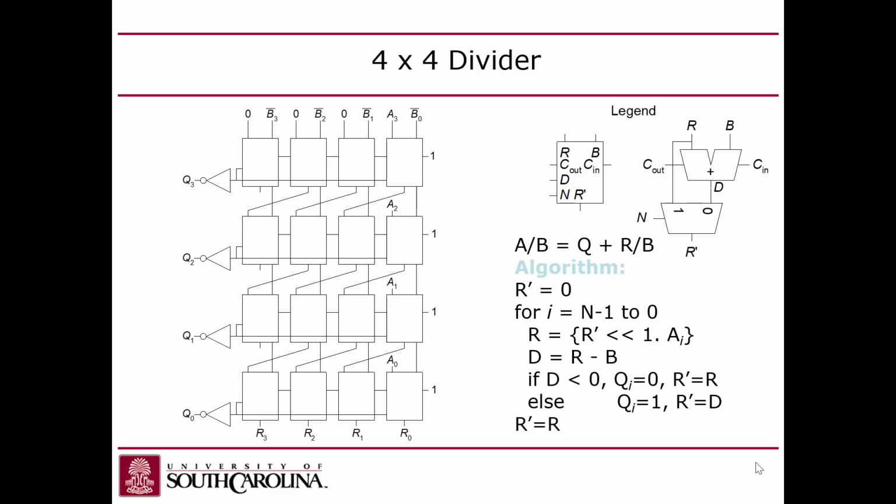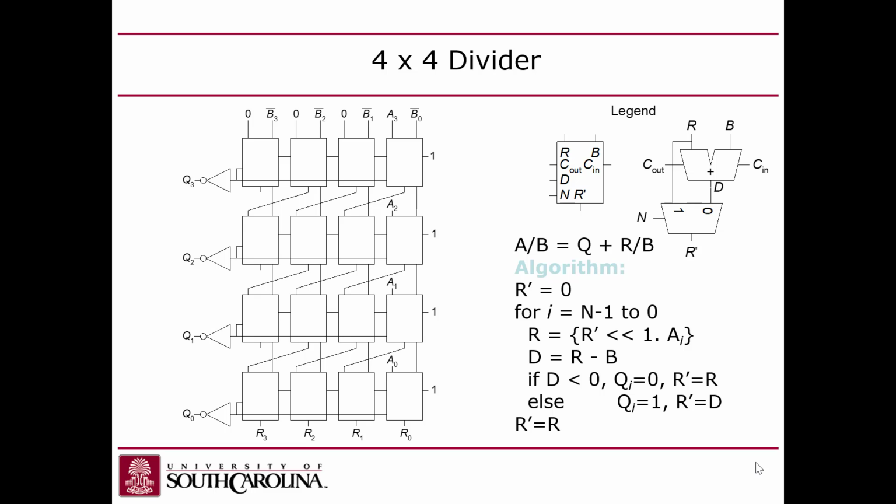But see, that's the problem: if it's negative, you restore it. That creates a data dependency. And that's why dividers tend to be slow, because you have to go through the process of subtracting and conditionally restoring. Does that make sense?